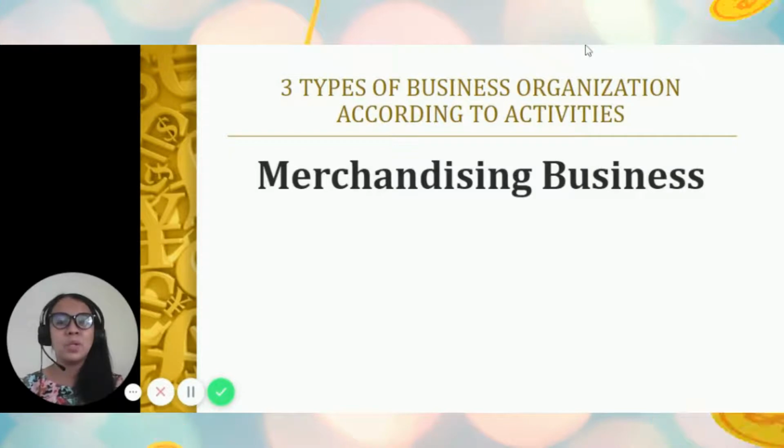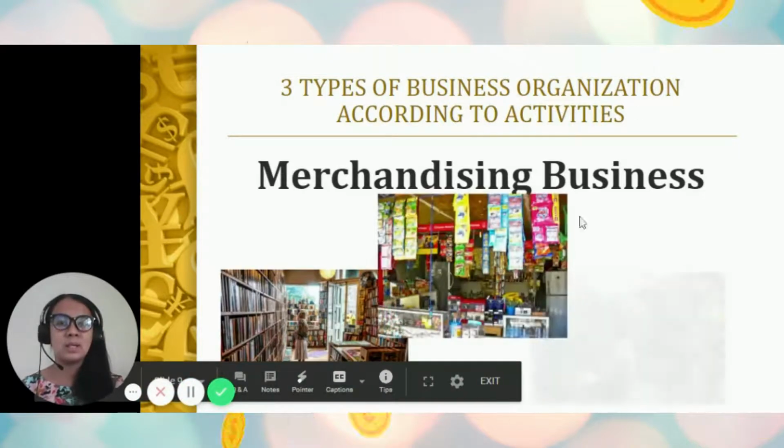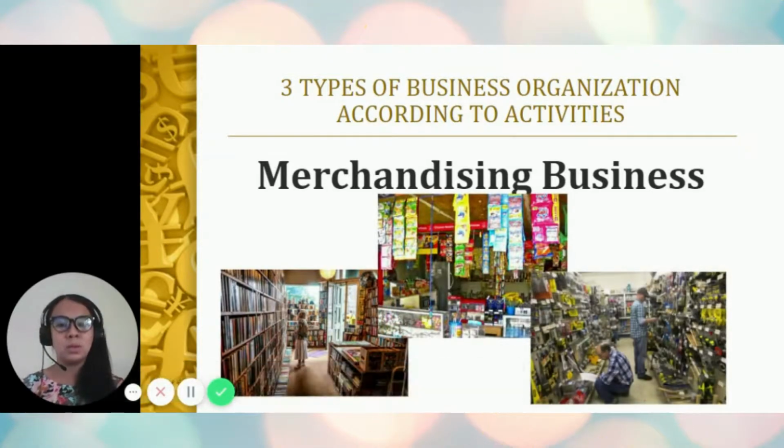Now, for a merchandising business, this type of business buys at wholesale and later sells the products at retail. They make a profit by selling the merchandise or products at prices that are higher than their purchase cost. This type of business is also known as buy and sell. So say, for example, a bookstore, a sari-sari store, and also a hardware store. A sari-sari store may buy in big supermarkets. Let's say they bought the item at 10 pesos each, then they can sell that at 11 pesos, 12 pesos, or at the cost that they think is reasonable for them to earn a profit.